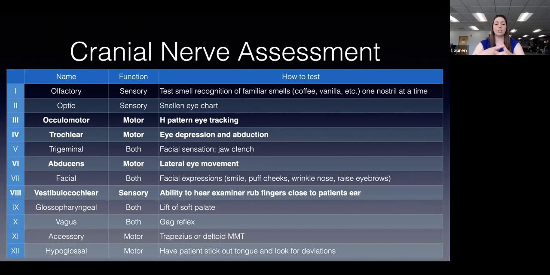For glossopharyngeal, the typical doctor's office test: open your mouth, stick your tongue out, say ah. If you see their soft palate in the back of their mouth rise, glossopharyngeal's good to go.